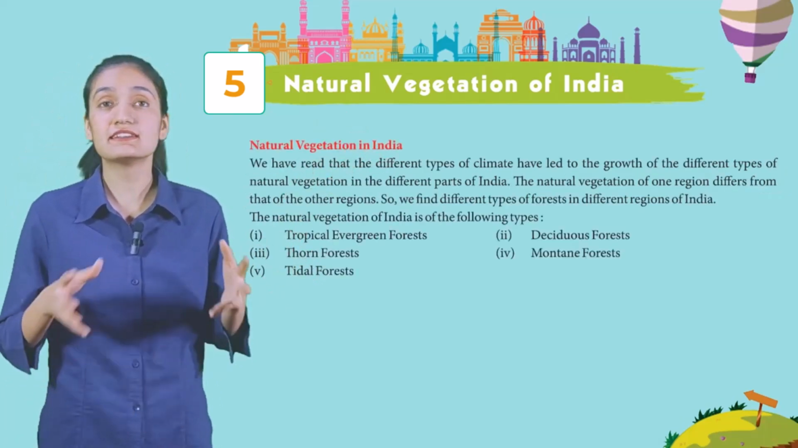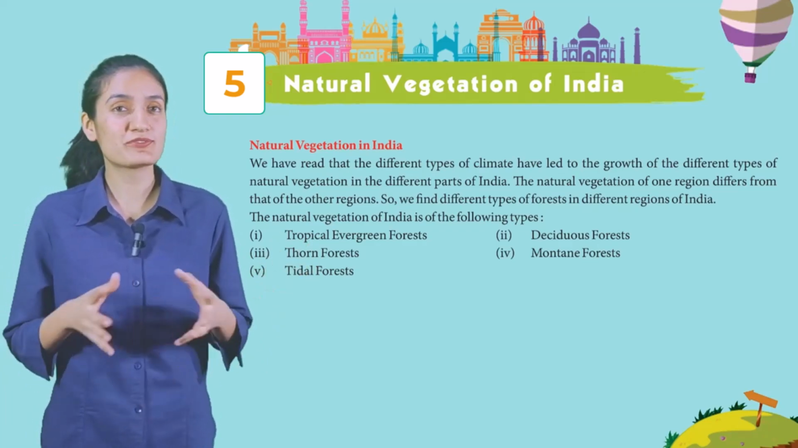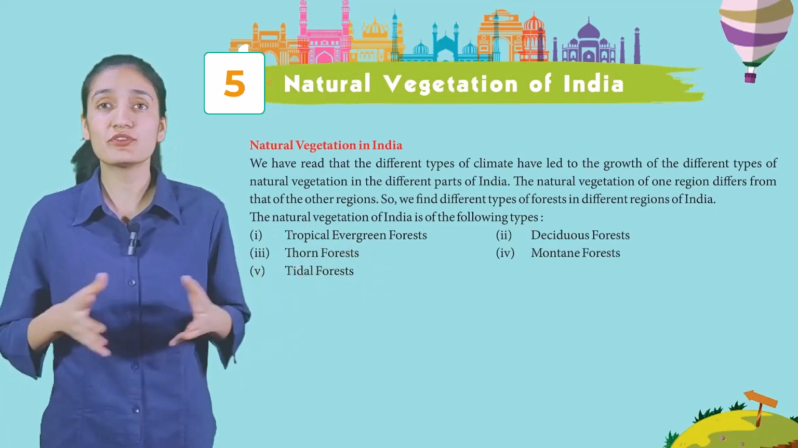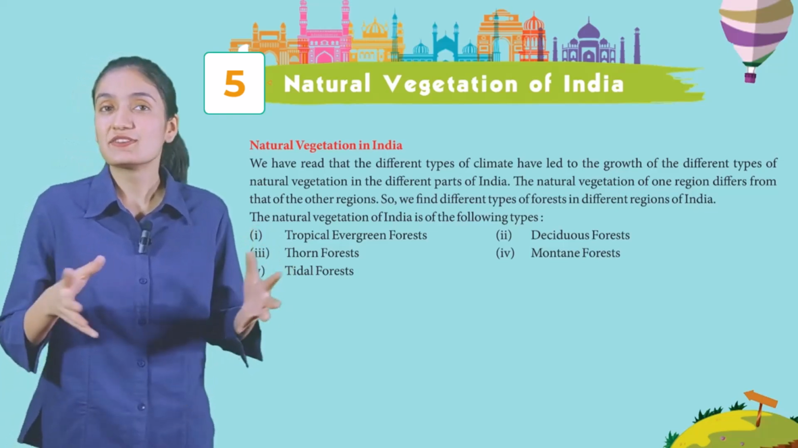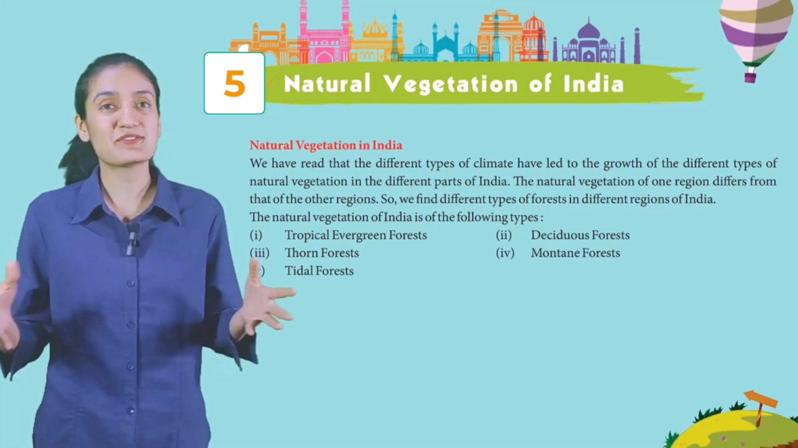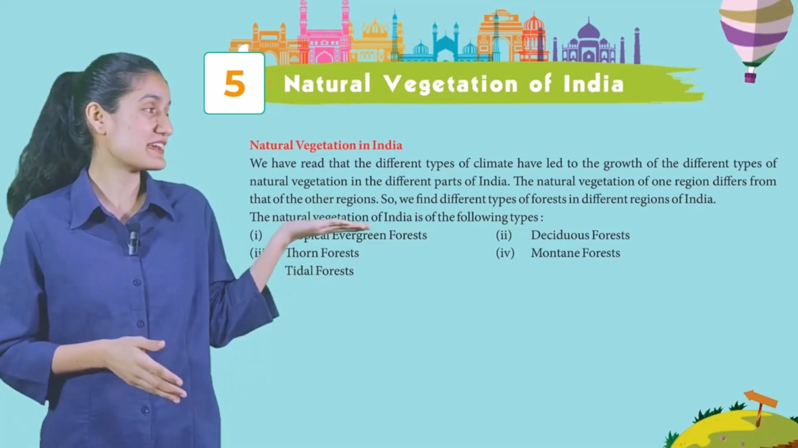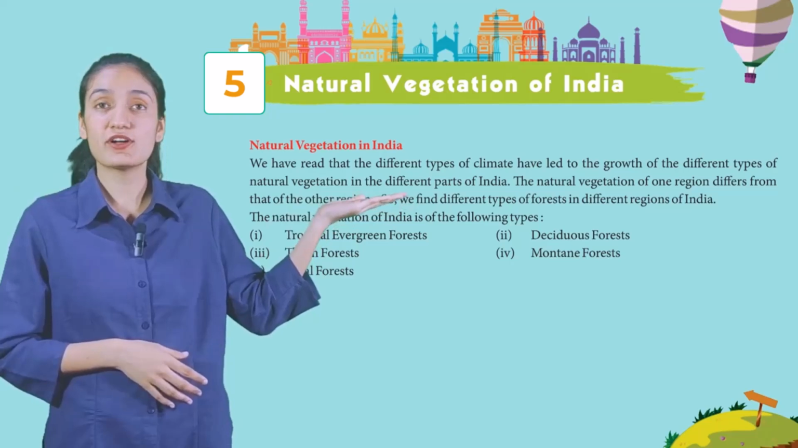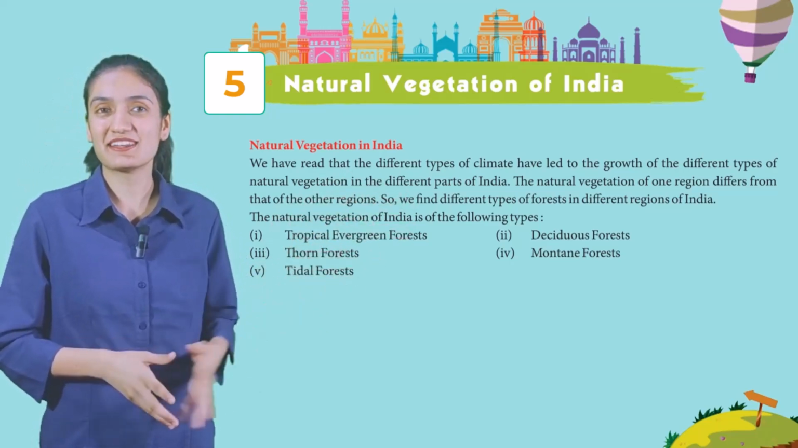We have read that the different types of climate have led to the growth of different types of natural vegetation in the different parts of India. The natural vegetation of one region differs from that of the other regions. So, we find different types of forest in different regions of India. The natural vegetation of India is of the following types. Here are tropical evergreen forest, deciduous forest, thorn forest, montane forest, tidal forest.